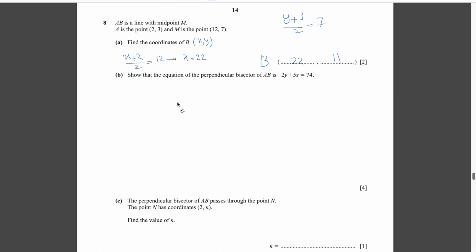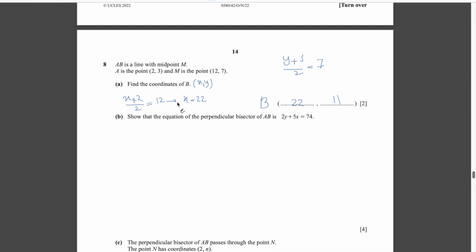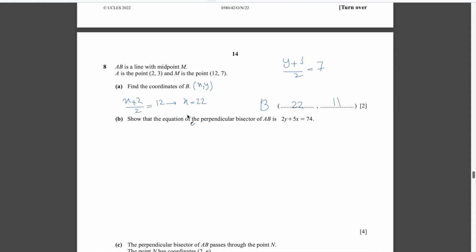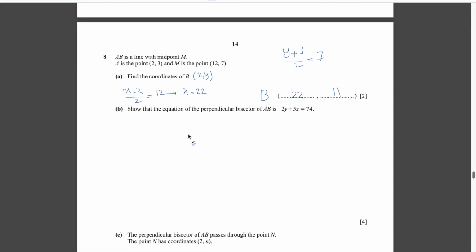It says show that the equation of the perpendicular bisector of AB is 2y plus 5x is 74. Okay, perpendicular bisector of AB. So gradient of AB is y2 minus y1, so 11 minus 3 over 22 minus 2, which is 8 over 20 divided by 4, 2 over 5. So gradient of perpendicular will be minus 5 over 2.